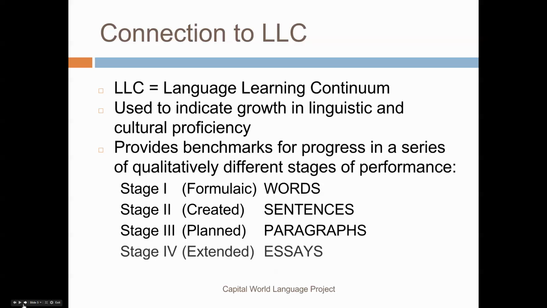Stage 4, otherwise known as extended language, is the essay level, meaning students at this stage can both understand and produce language that is sophisticated enough to string paragraphs, true paragraphs, together in order to propose a point, justify that point, and back it up with detailed information and come to a conclusion.